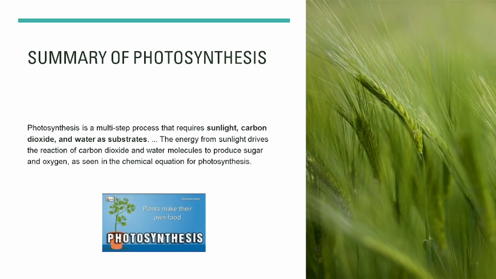Summary of photosynthesis. Photosynthesis is a multi-step process that requires sunlight, carbon dioxide, and water as substrates. The energy from sunlight drives the reaction of carbon dioxide and water molecules to produce sugar and oxygen, as seen in the chemical equation for photosynthesis.